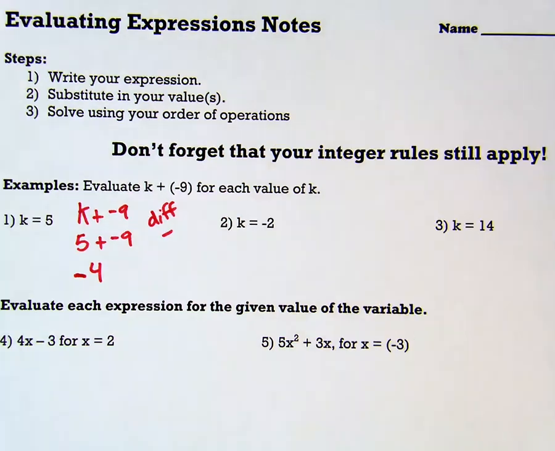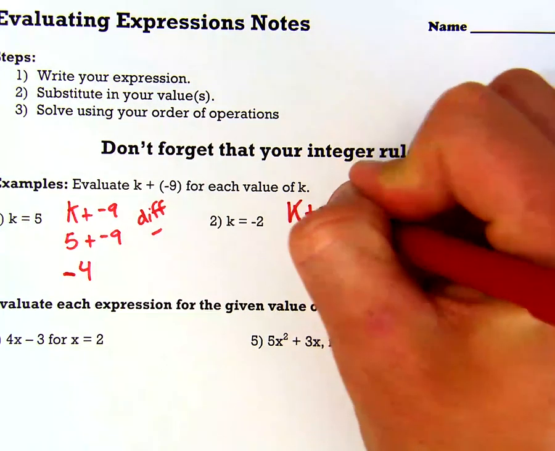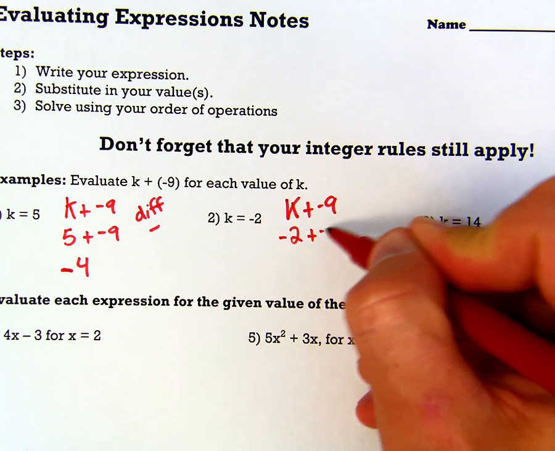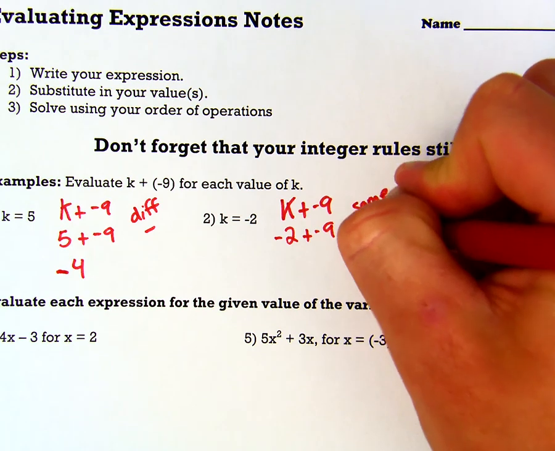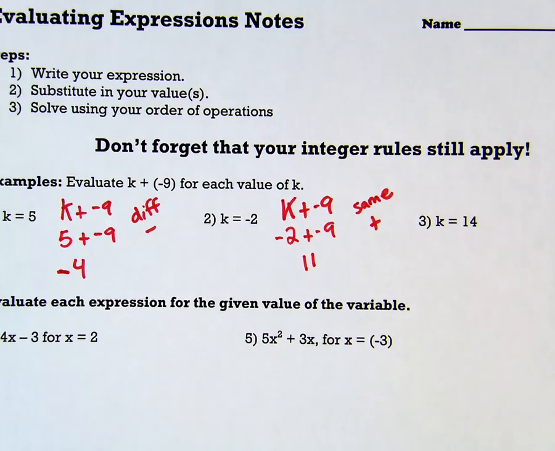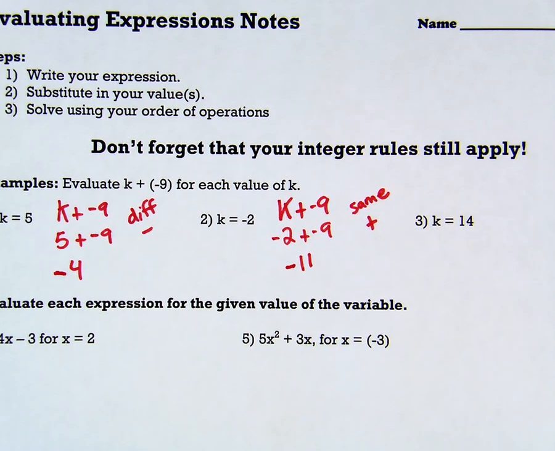Alright, let's try number 2. K equals -2. I'm going to write down again k plus -9. I'm going to plug in my -2. I notice that my symbols are the same, they're both negatives. So I'm going to add my two numbers. 2 plus 9 is 11. And because they're both negative, I need to make sure I include my negative in my answer. So -11 is my answer.